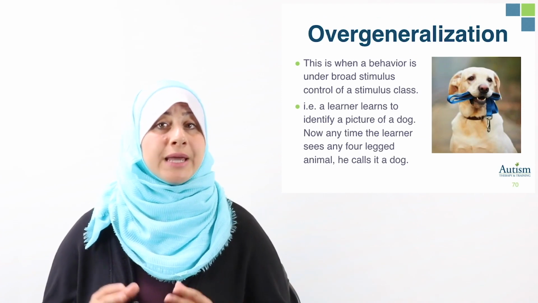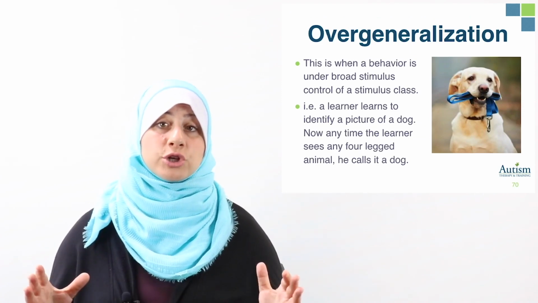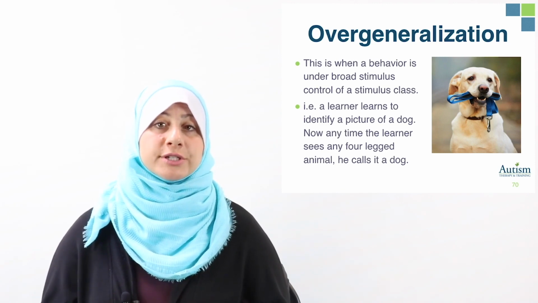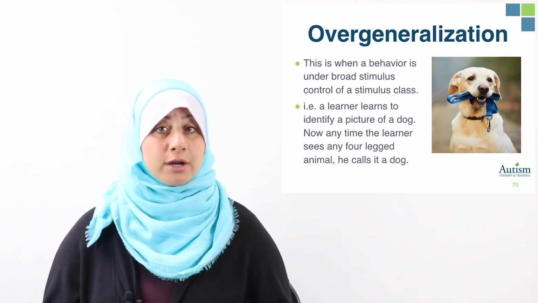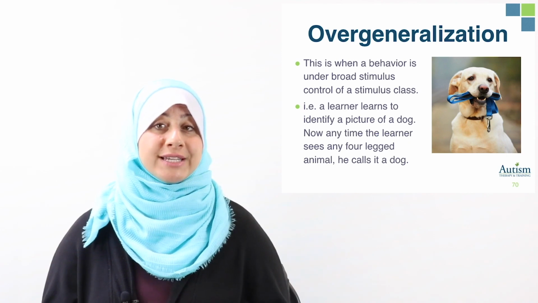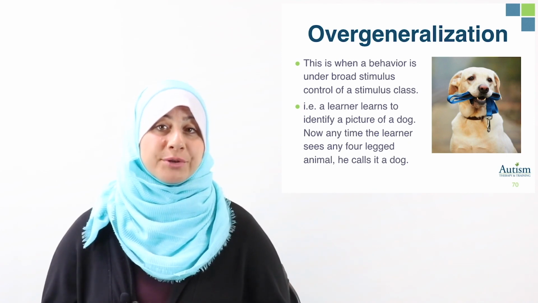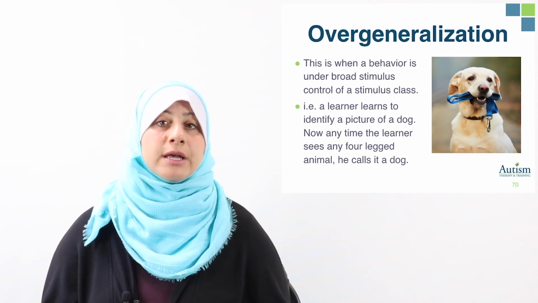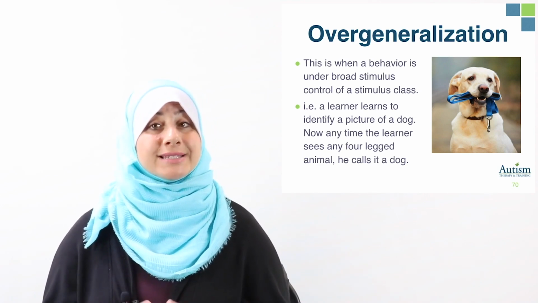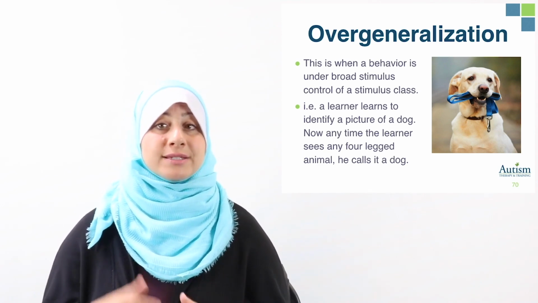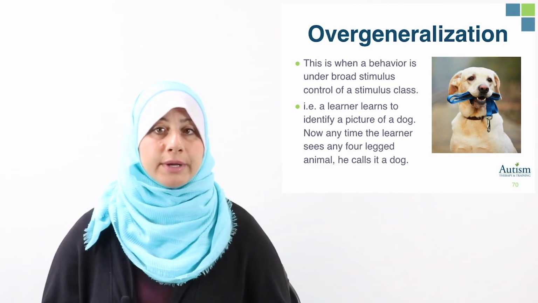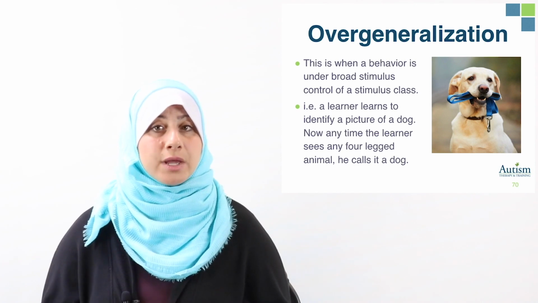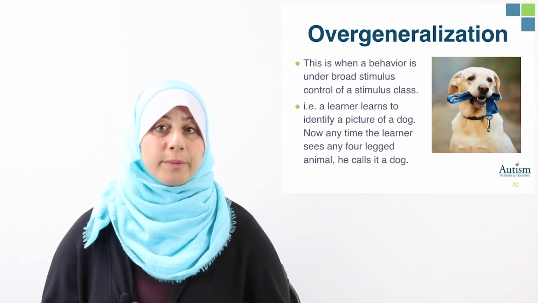Overgeneralization is when a behavior is under broad stimulus control of a stimulus class. For example, a learner learns to identify a picture of a dog. Now, anytime the learner sees any 4-legged animal, he calls it a dog. This is common in all young children. They overgeneralize, but as they learn that this is a cat and this is a dog, they begin to discriminate. With our learners, we need to do the same. We need to teach them to discriminate.